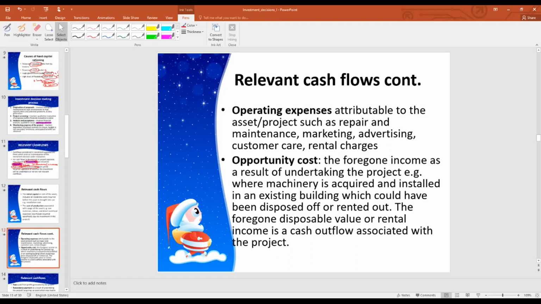Don't forget, if you never bought this machine, you will never be incurring those operational costs. If you never did the construction of this particular office block, you will never be paying for land rates and maybe taxes to the county government, the service costs. So all these costs are attributable to the investment, to the asset. Therefore, they are relevant when it comes to the appraisal of the investment.